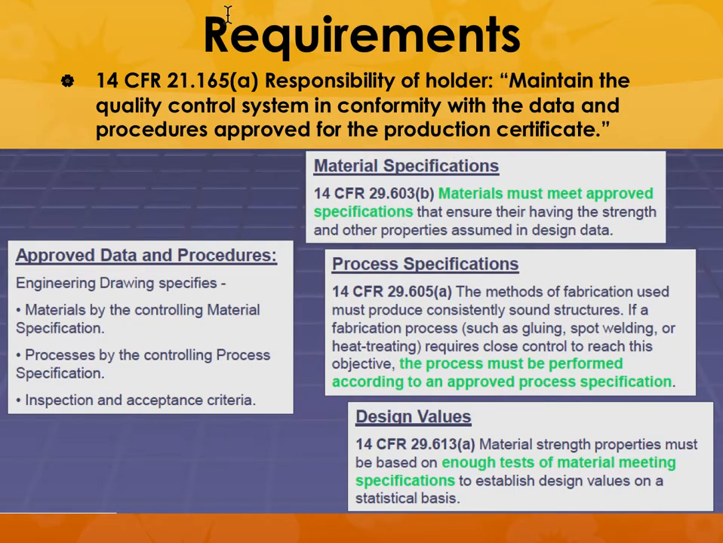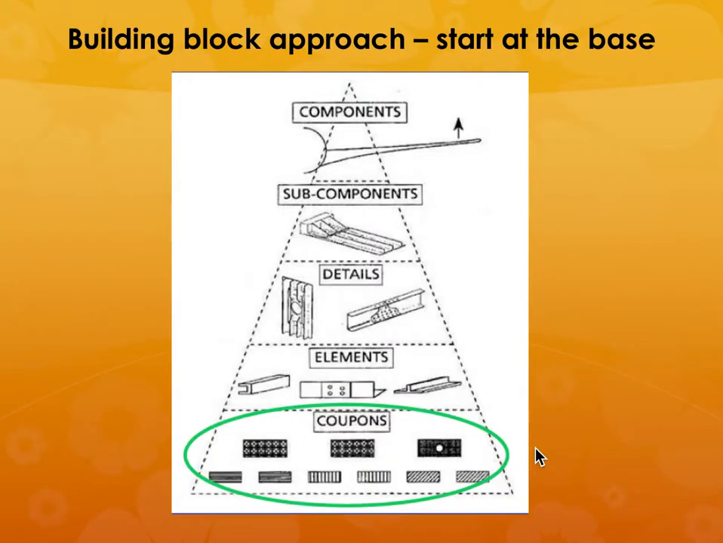For example, if you have this particular CFR document, you have to maintain the quality control system in conformity with the data and procedures approved for the production certificate. So only if you meet those requirements, then only will you get the production certificate. Okay, so these are some of the specifications, and these are the design values. So you have a statistical basis for that, and you also have the number of samples to be tested and things like that for each of those.